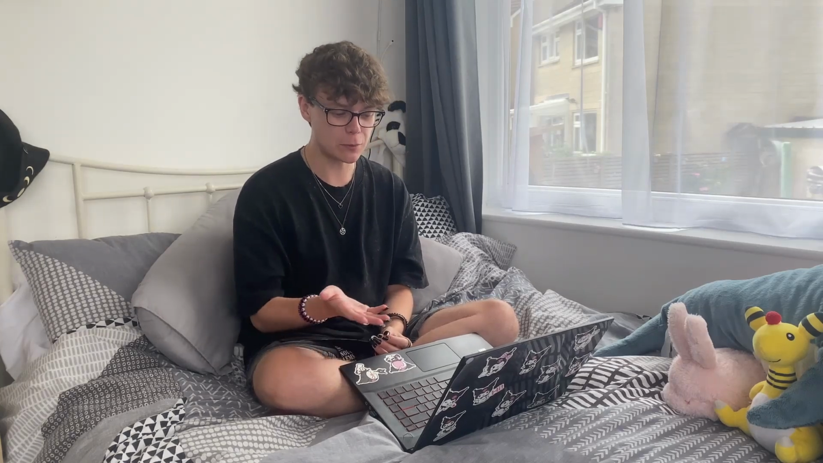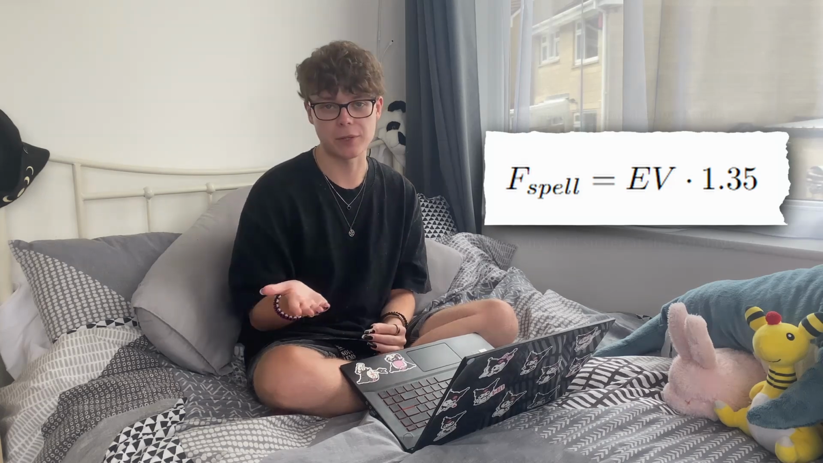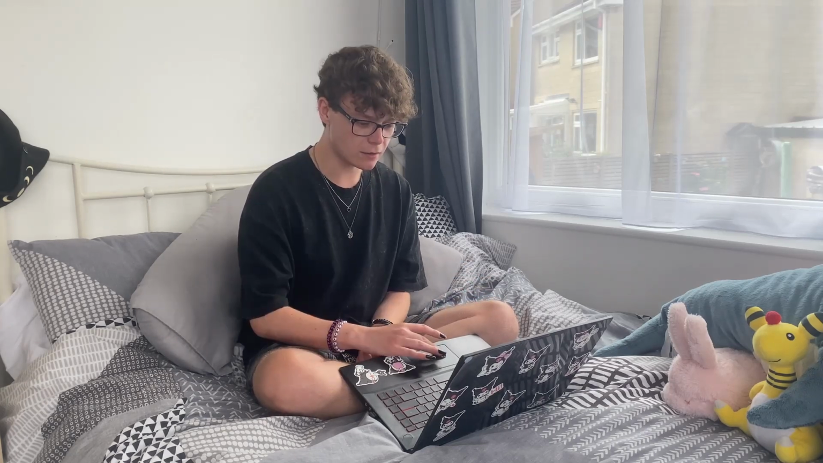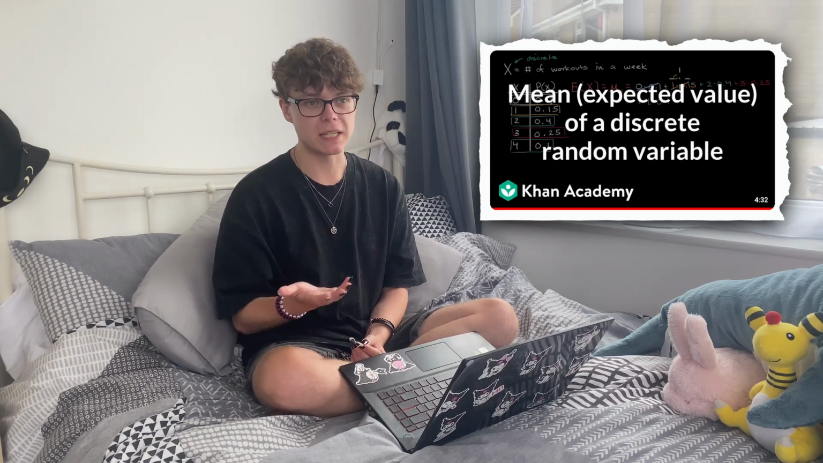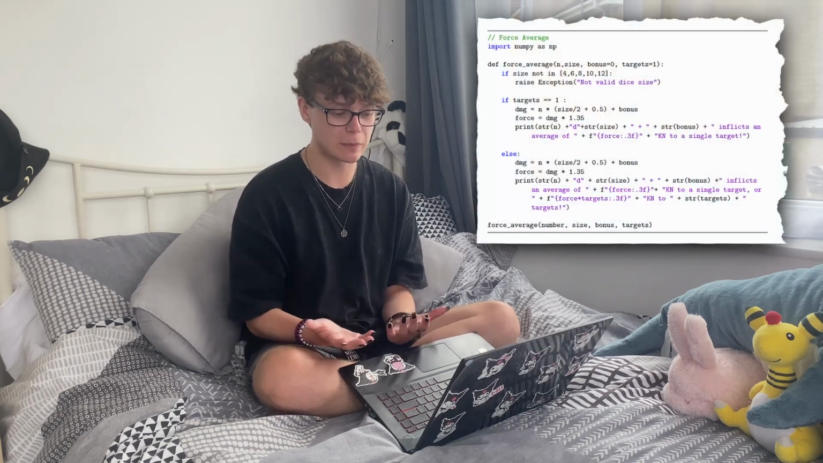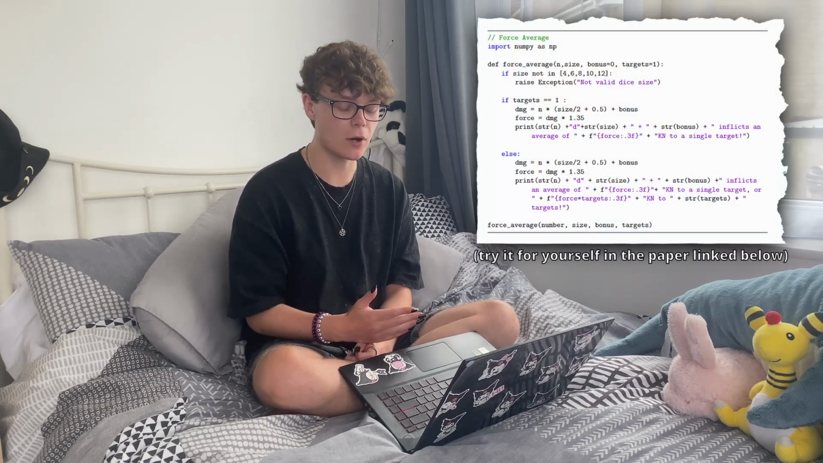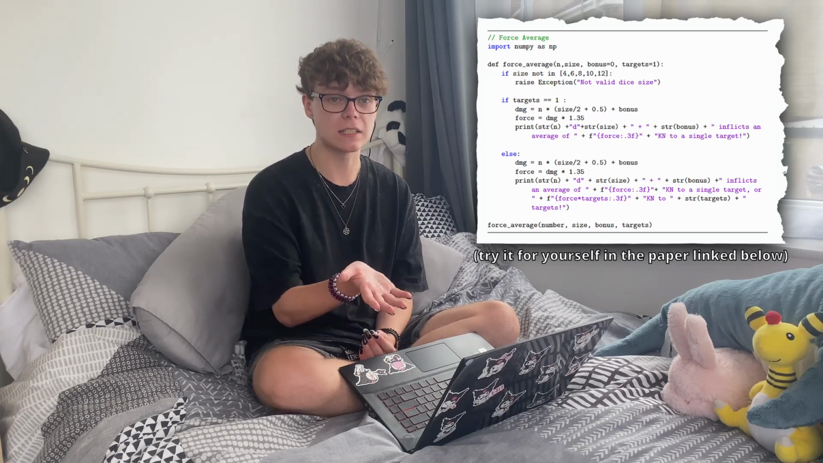It's very simple. All I've done is I've multiplied the expected value of each of these spells or actions by 1.35. You could do this yourself if you would like to go through and work out what are the expected values for your favorite spells, but I would guess that most of you can't be bothered to do that, or perhaps don't know what the expected value is. I'll link to a video which explains it a little bit better by Khan Academy, but it's essentially a measure of mean or the average value that you would expect to see. And so I've written a piece of Python code. It's very simple. All it does is work out the expected value of the damage for a spell, and it will tell you how much force is being imparted to those targets.